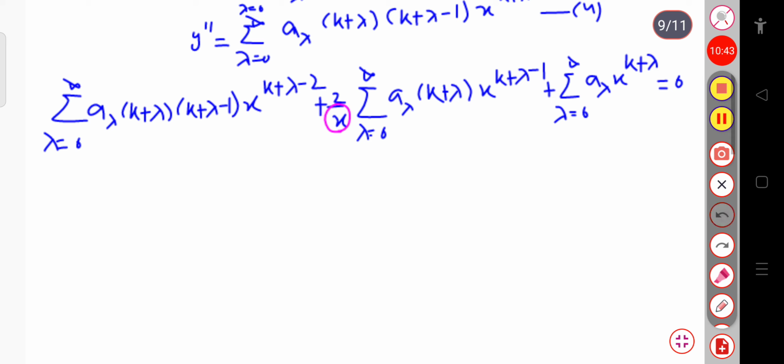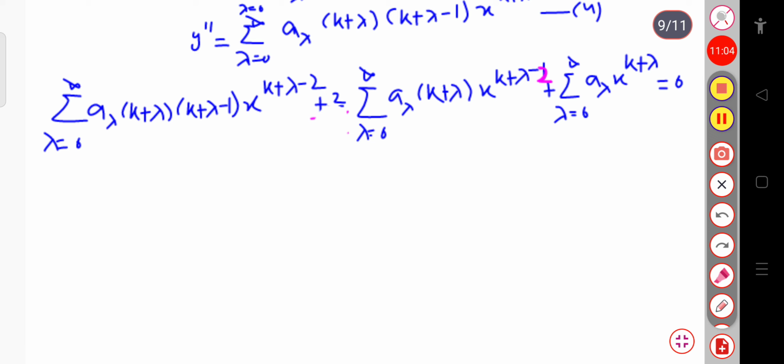So as a whole I can write, if I cancel this x here, it as k plus lambda minus 2 in this expression also. Let me rub this part. So directly I can write this as k plus lambda minus 2.